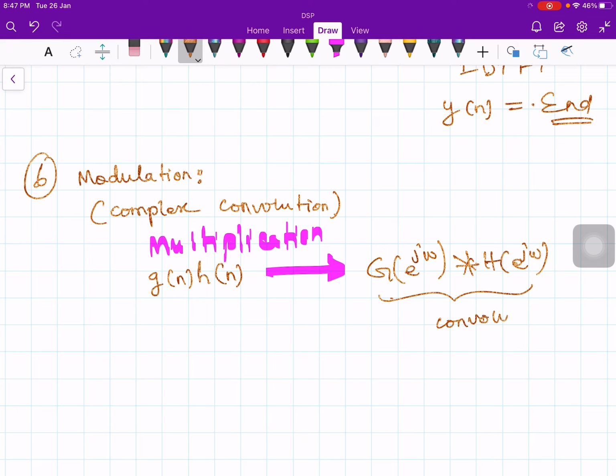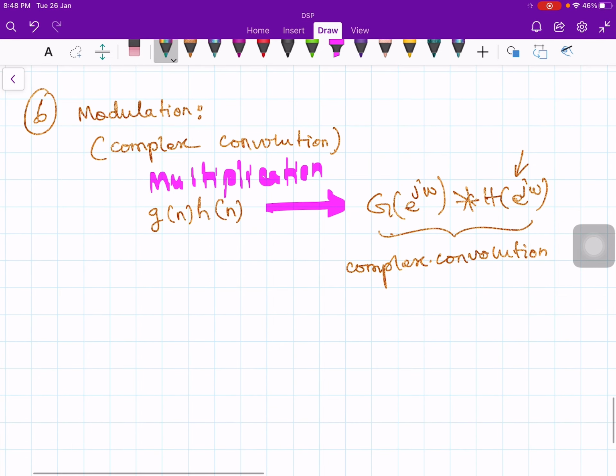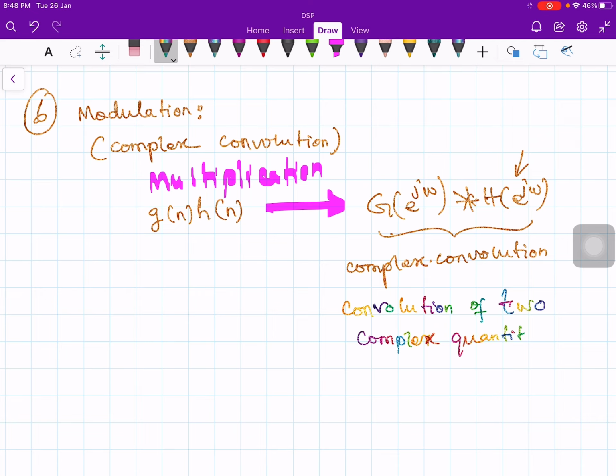Then why are we calling it complex convolution? Because this G of e to the j omega is complex, H of e to the j omega is complex, and convolution is happening between two complex quantities. That is why this is called a complex convolution. Convolution of two complex quantities.